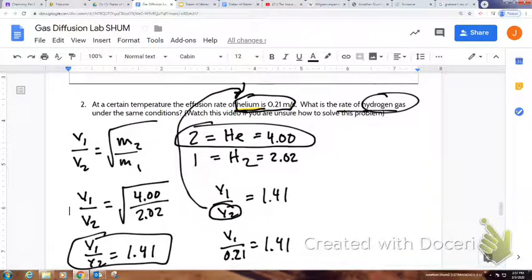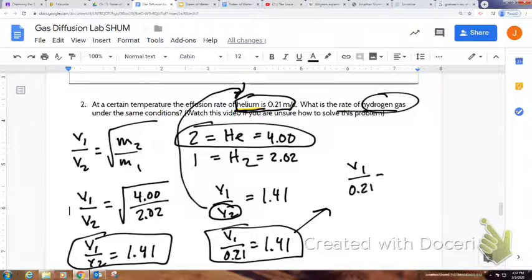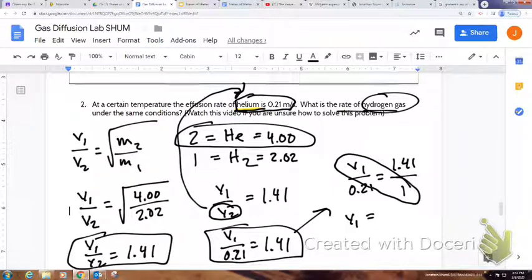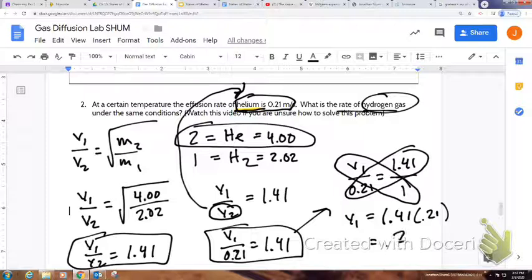And so there's multiple ways to solve this. I think the easiest way to solve this mathematically is to use proportions. So V1 over 0.21 equals 1.41 over 1. So I can cross multiply. V1 times 1 equals 1.41 times 0.21. So V1 is 0.296, which I'll round to 2 sig figs, 0.30 meters per second. So I just figured out if the helium goes 0.21, then hydrogen will be 0.30. Okay?